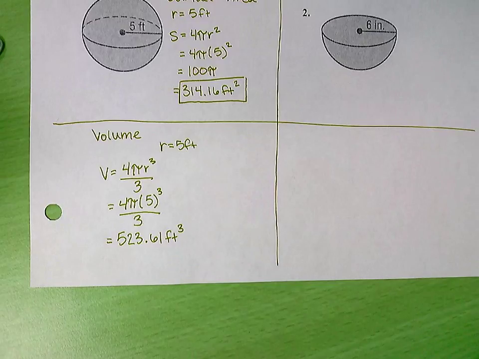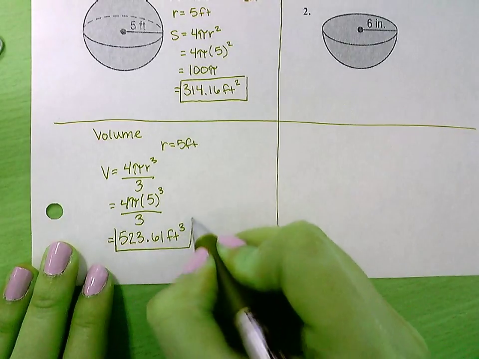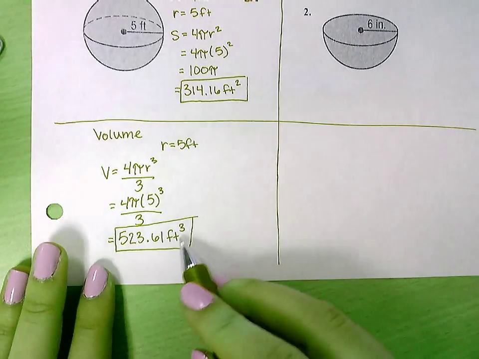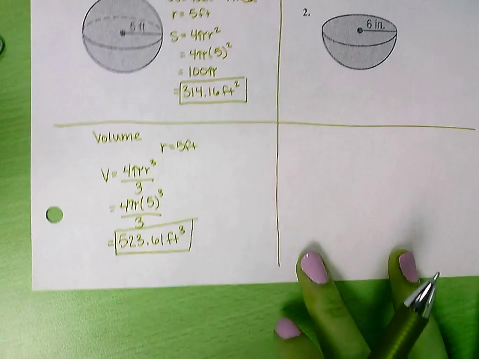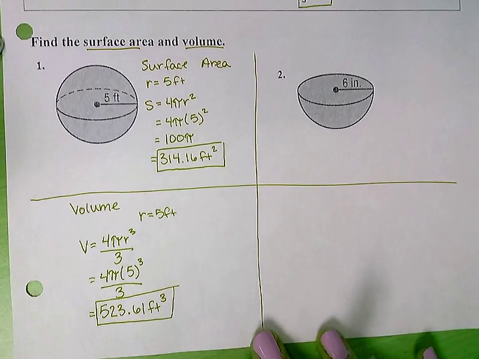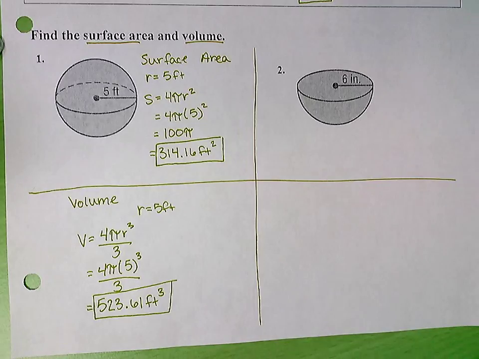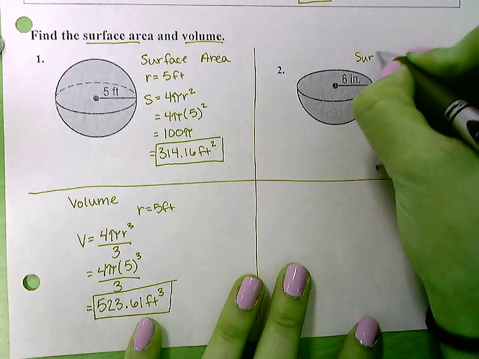Did we all get that on the calculator? Okay, and this is a volume again, so your units are cubed. Okay, make sure you know the difference when you're labeling those units. Questions on the first one? Okay, the second one is a little bit more challenging. Okay, so again, in this first section here, I want to solve for the surface area.